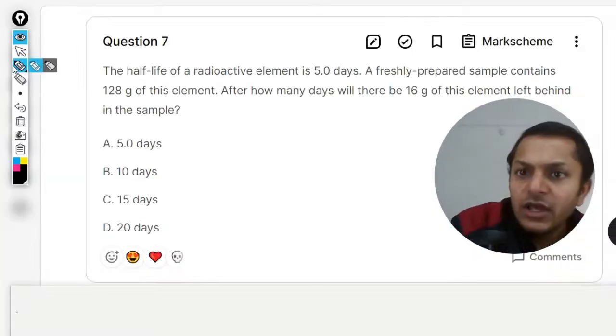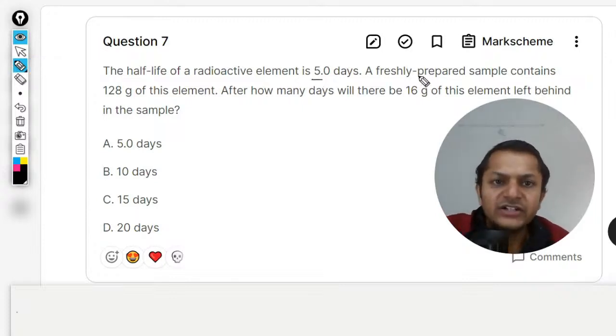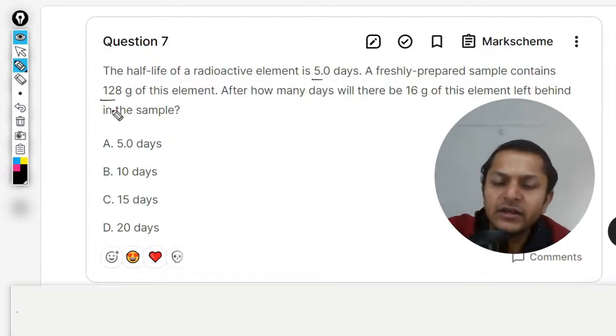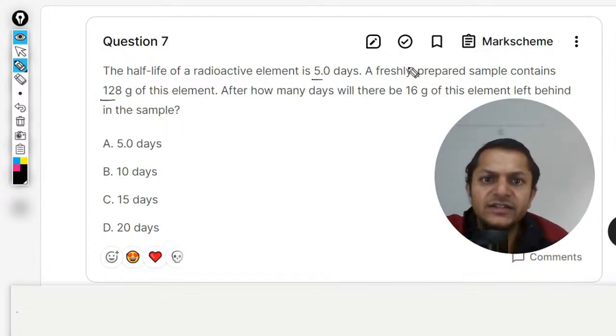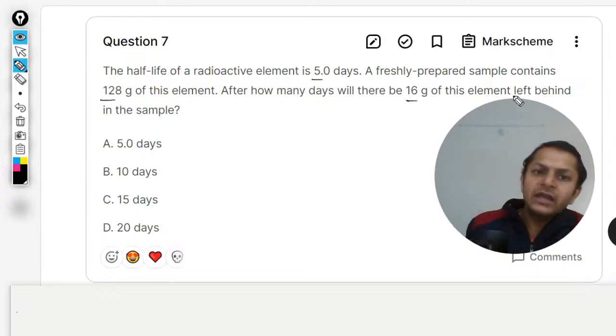In this question, the half-life of a radioactive element is 5 days. A freshly prepared sample contains 128 gram of this element. After how many days will there be 16 gram of the element left behind in the sample?